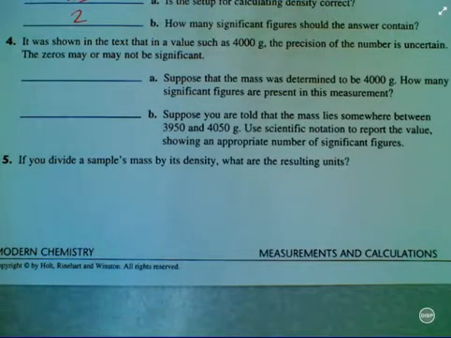Number 4, it was shown in the text that in a value such as 4,000 grams, the precision of the number is uncertain. Excuse me. The zeros may or may not be significant. Okay, the level of precision is uncertain. Those 3 zeros may or may not be significant.